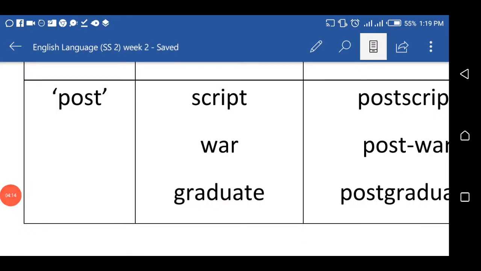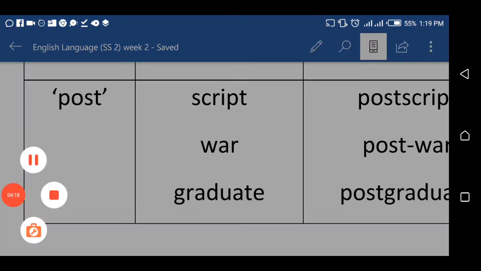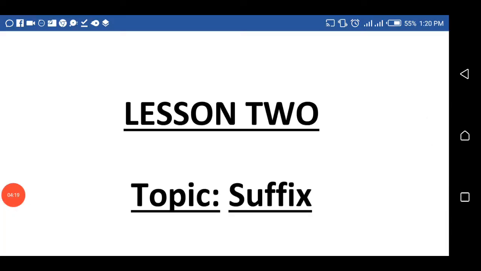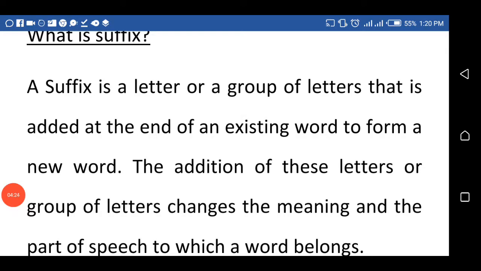So that's going to be the end of our discussion on prefixes. Now we move to the counterpart, suffix. What is a suffix? A suffix is a letter or a group of letters that is added at the end of an existing word to form a new word. The addition of these letters or group of letters changes the meaning and the part of speech to which a word belongs.